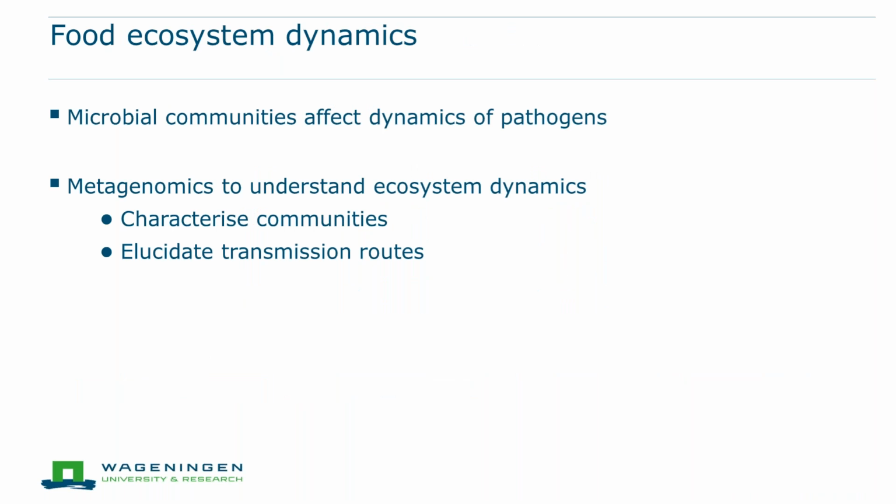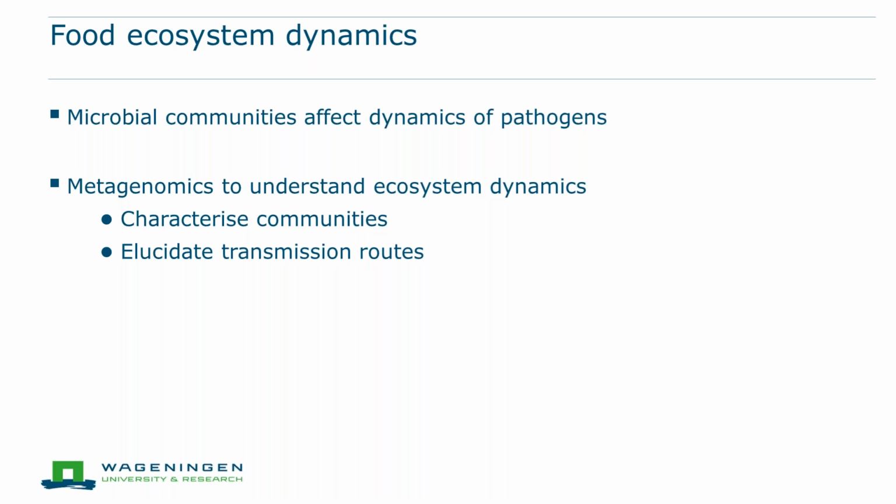So far I have talked about how omics can help to understand how we can fine-tune exposure assessment based on mechanistic insight of subgroups. But the second domain where omics has the potential to make a difference is to better understand food ecosystem dynamics. Because in the food, pathogens are not alone, and microbial communities affect the dynamics of pathogen. And how can then omics help?